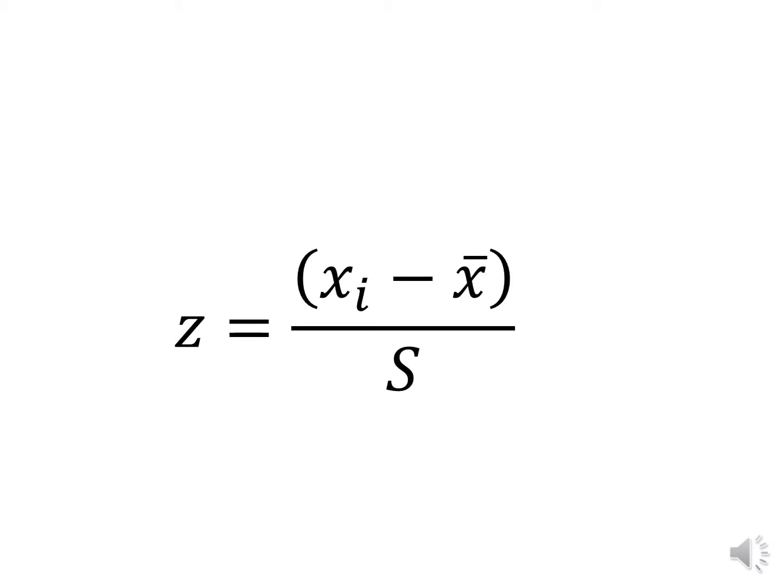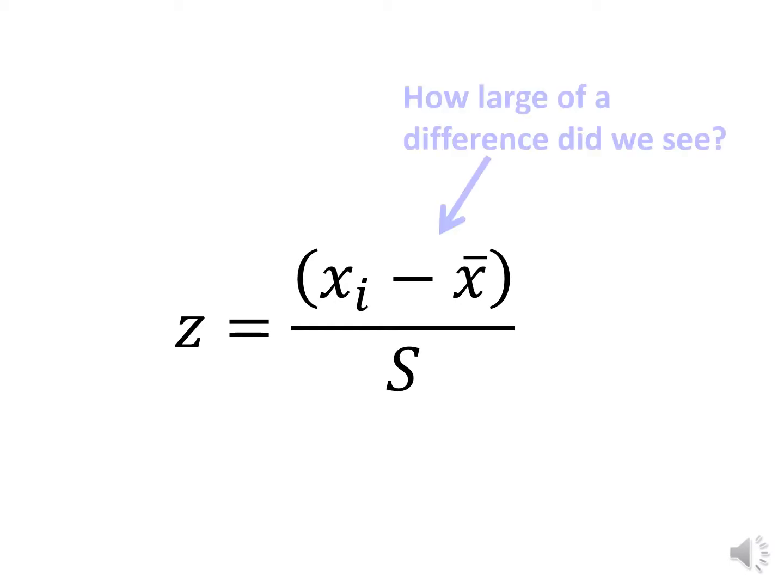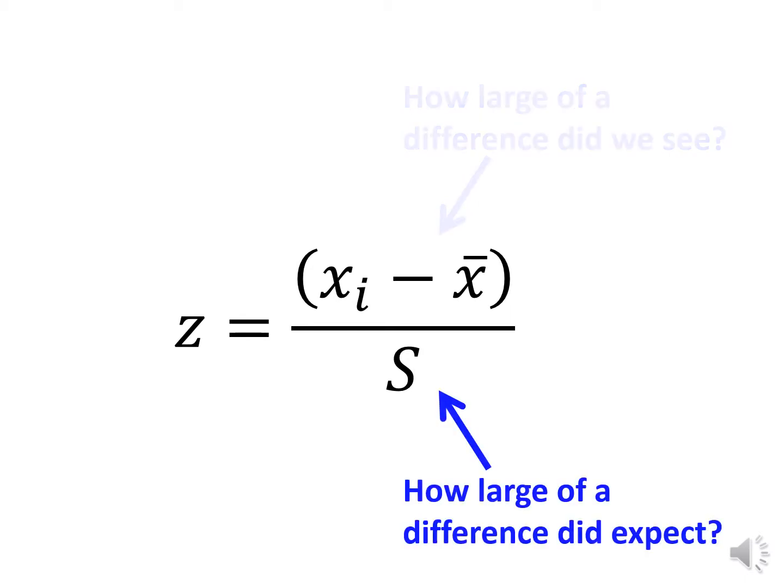A z-score is simply any score minus the mean divided by the standard deviation. In other words, it's how many standard deviations a score is above or below the mean. You can think of it as how large of a difference did we see between the score and the average score relative to how large of a difference did we expect to see among our scores.